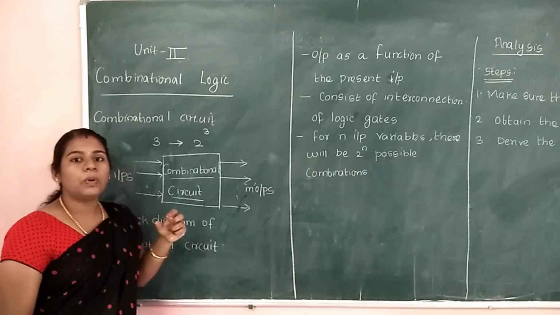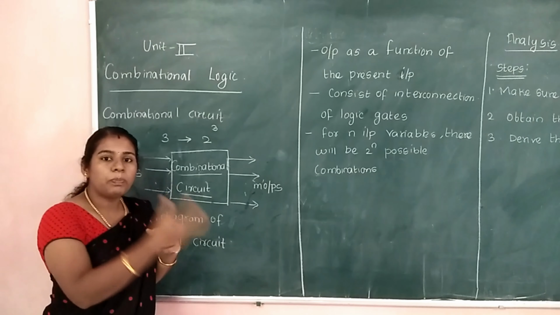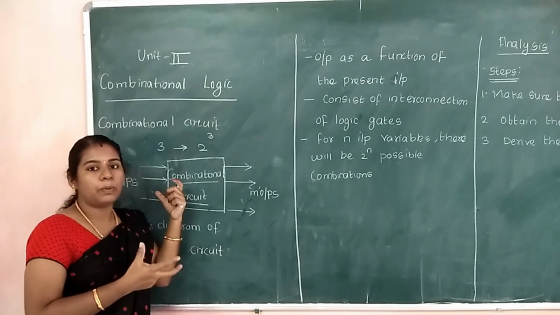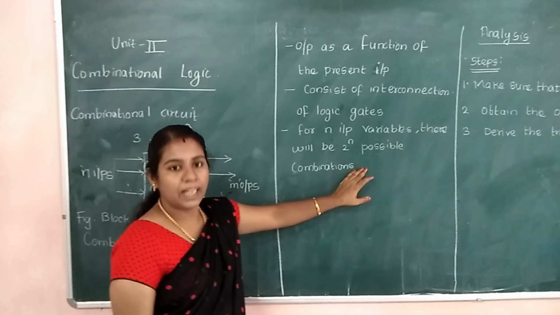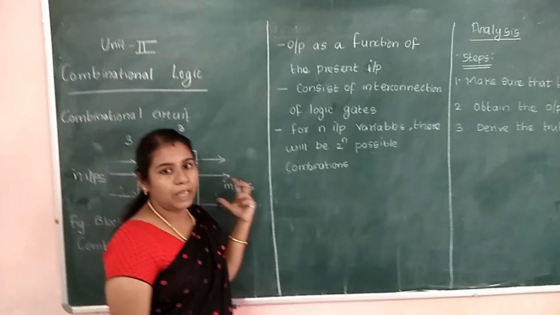For example, if the inputs are A, B, C, the output will be a function of the inputs, like AB plus BC. Like that, a certain combination will be there. That is called a combinational circuit. Here for n inputs, 2 power n possible input combinations will be there.